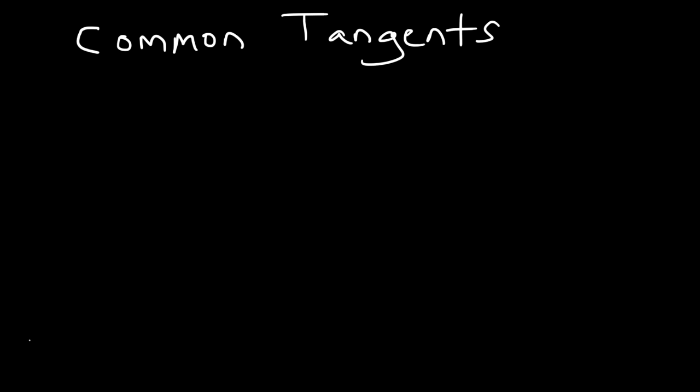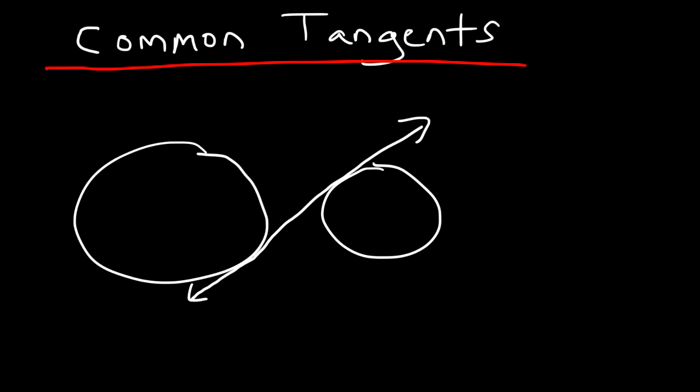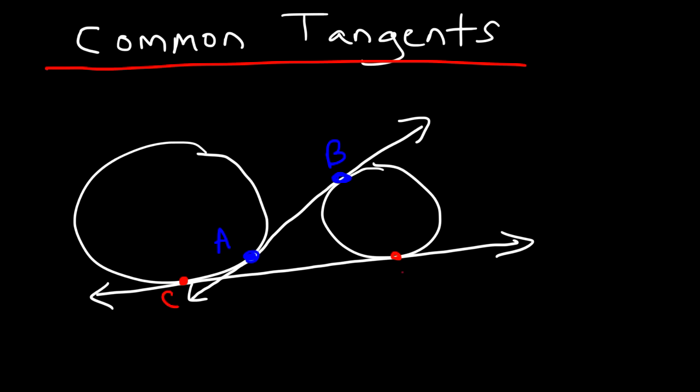Now, the next topic that we need to review is common tangents. So, what are these exactly? A tangent is common to two circles if both circles lie on a tangent line. So let's draw two circles. Now, here's one tangent line. It's not a perfect line, but we'll make it work. Let's call that tangent line AB. Notice that that tangent line touches each circle at exactly one point. And let's draw another one. That tangent line touches those two circles at one point each, C and D.